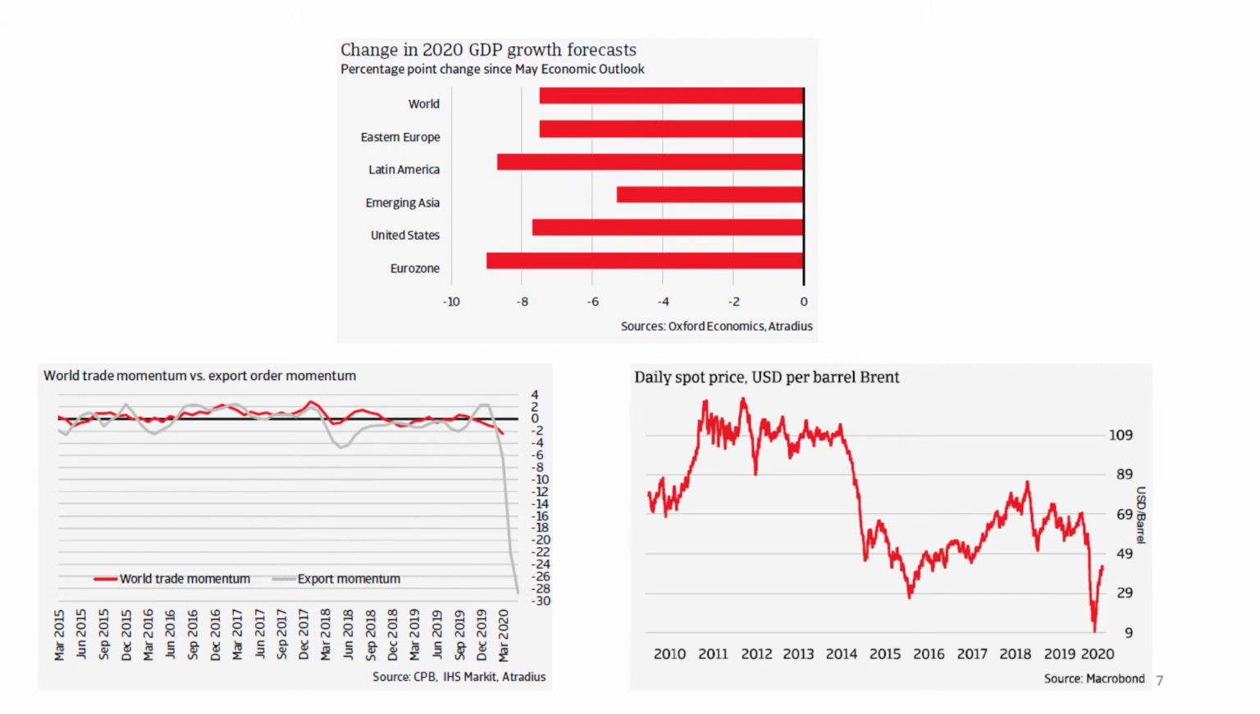In early 2020, the oil price was $70 per barrel. It plummeted to $9 per barrel on April 21, 2020. The oil price recovery was helped by the agreement between OPEC countries to cut production.